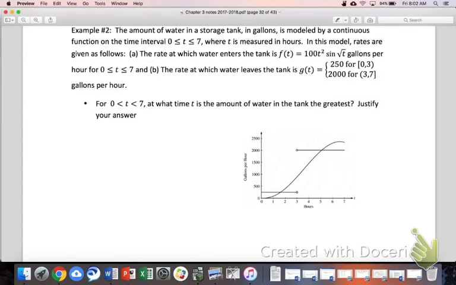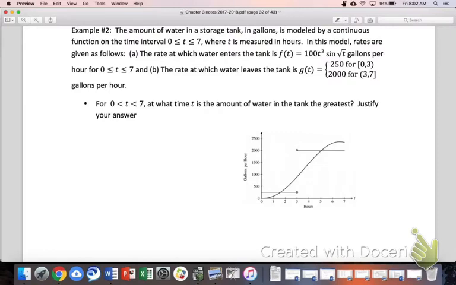And then the question says, this is really important. This would actually kind of go to Catherine's question about the whole endpoint thing. Notice I was very careful with the question. It says for the open interval 0 to 7. So I am not giving you any endpoints. Okay, so we don't have to consider absolute extrema here. So the open interval 0 to 7, at what time t is the water in the tank the greatest, and we're supposed to justify our answer.